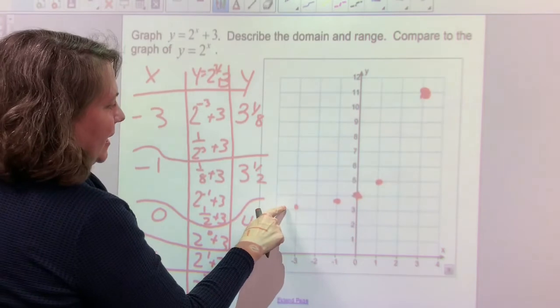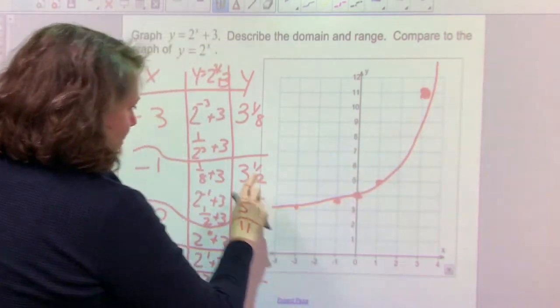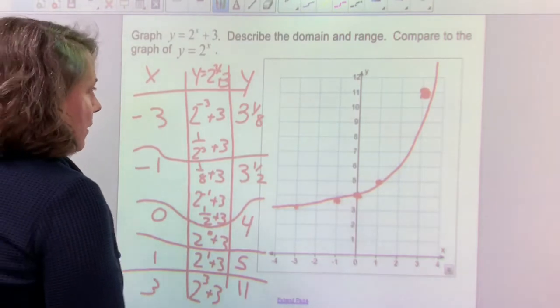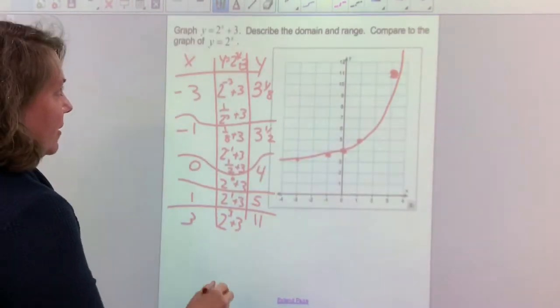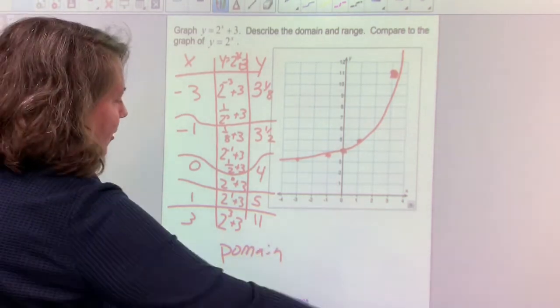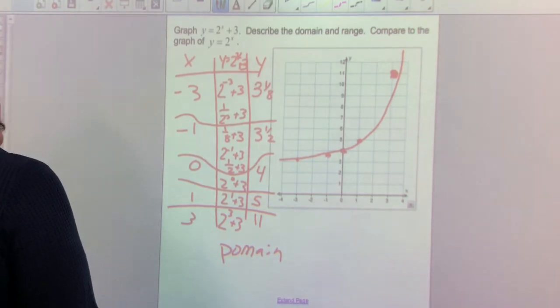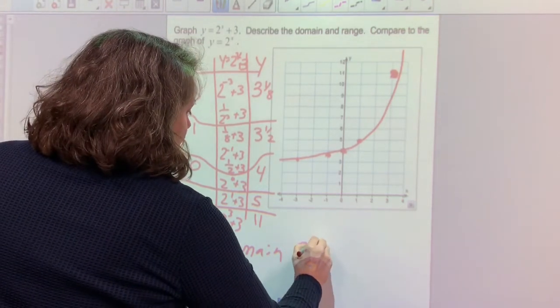I can tell that it's getting closer and closer and closer to 3, but it will never hit 3 because of the way these fractions are going. So that's my graph. My domain are your x values. How far to the right can it go? Infinity. How far to the left can it go? -infinity. Therefore, your domain is all real numbers.